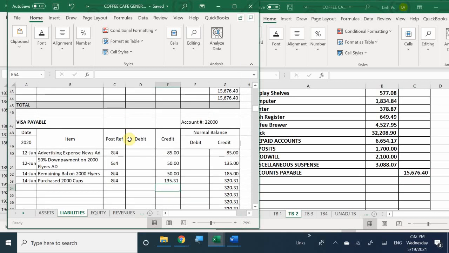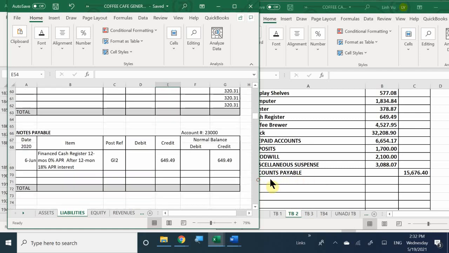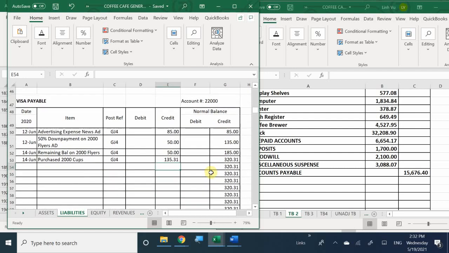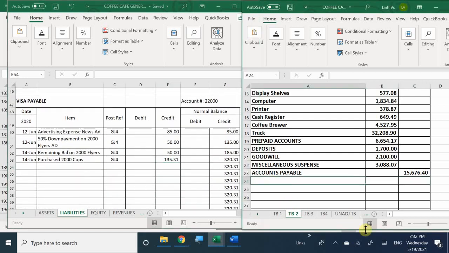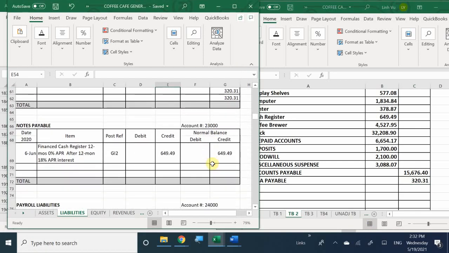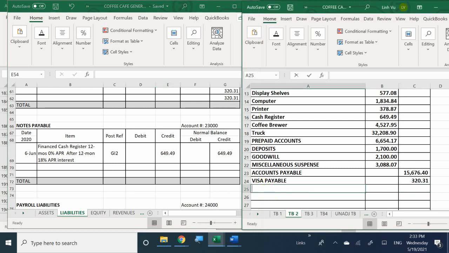We also have a credit card. Add that into the mix. Yep, I have a credit card. Visa payable. How much do I owe? $320.31. I also have a notes payable, because I financed that cash register, so notes payable, 649.49.